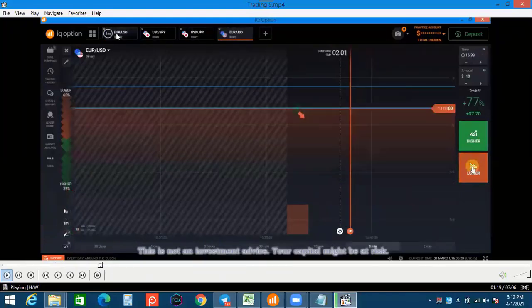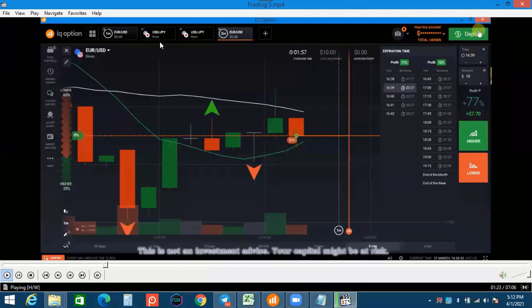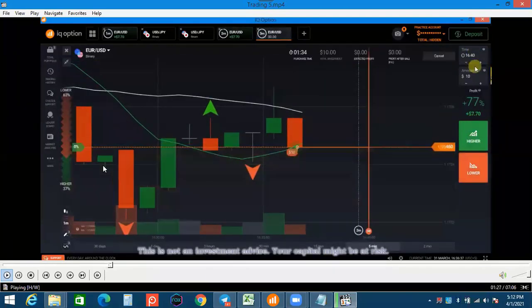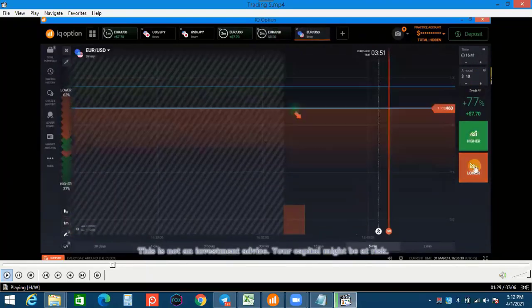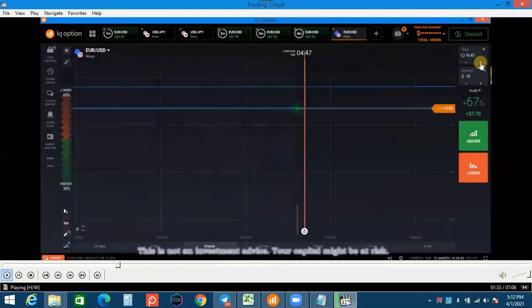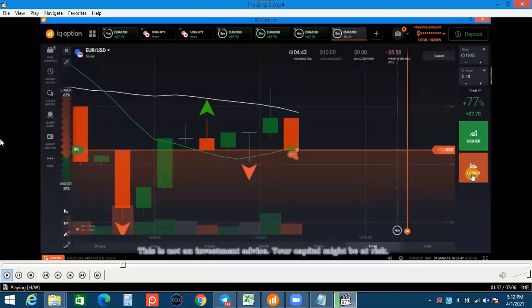Okay, see, 1 minute expiry, 1 trade placed. Second minute expiry, second trade placed. 3 minute expiry, third trade placed. Fourth minute expiry, fourth trade placed. And last, fifth minute expiry, fifth trade placed. So now how many trades placed? 5.